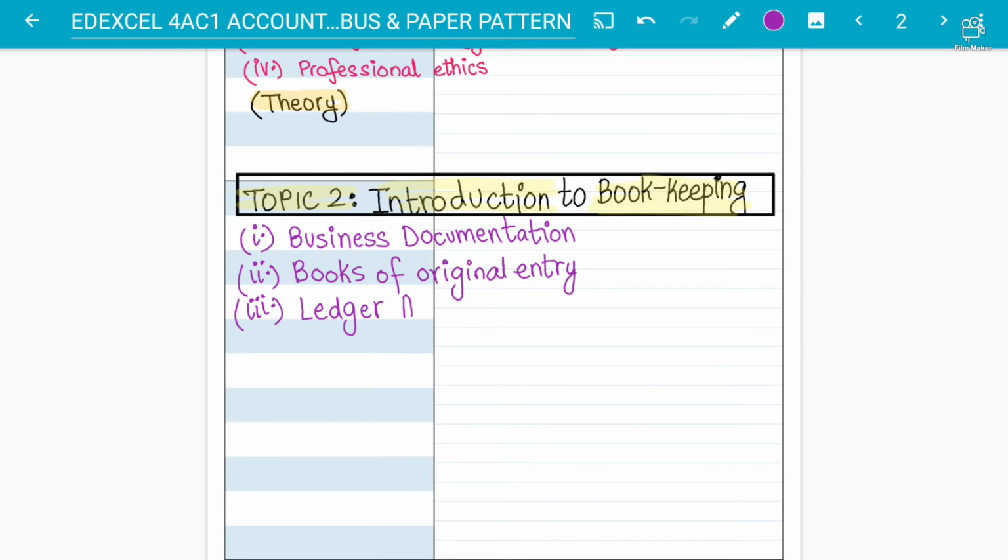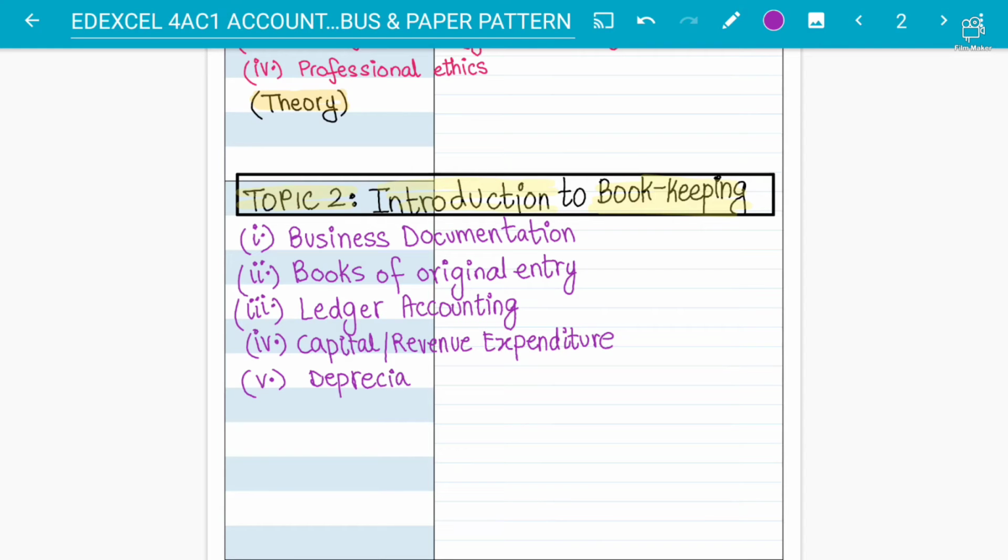Ledger accounting, the T account, comes here. Then you must know about capital and revenue expenditure, and depreciation. We talk about the theory of depreciation and how many methods there are. All this comes in topic number 2 that you must know. This is the most important, as I believe, and more topics are there.